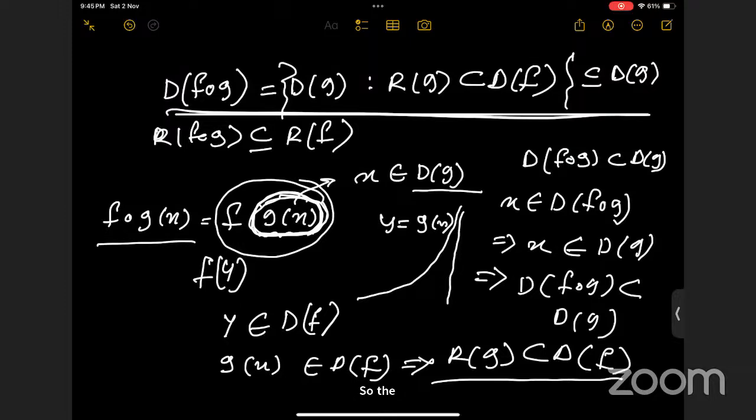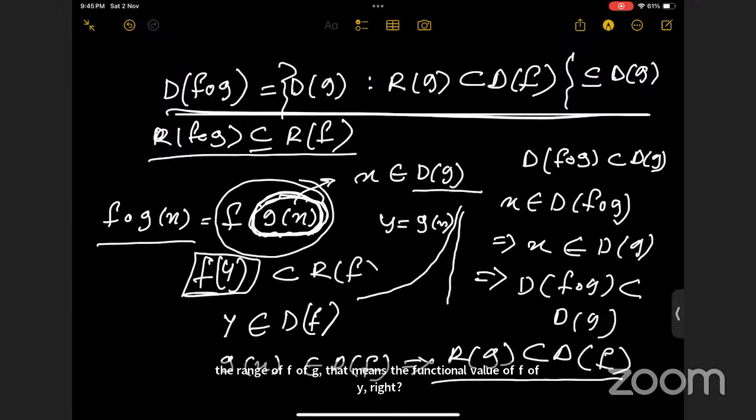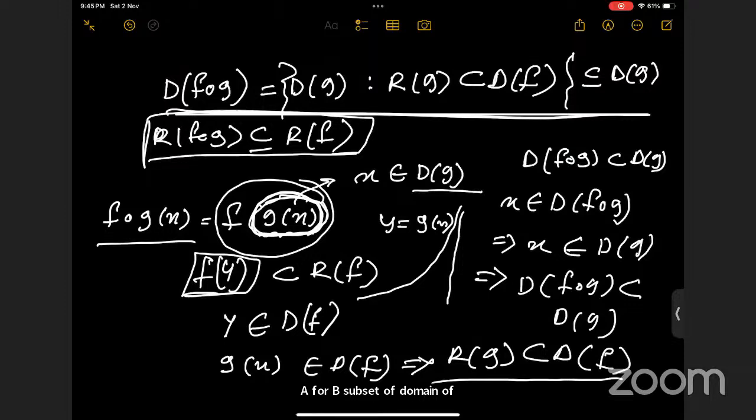And the range of f of g, that means the functional value of f of y, is clearly a subset of the range of f, right? Understood the second point. And what about the first point? The domain of f of g is a subset of the domain of g, and we need the range of g to be a subset of the domain of f. We need to restrict the domain of g in such a way that the range of g becomes a subset of the domain of f, because we need to define the function. Is it clear now? Fully clear, ma'am.